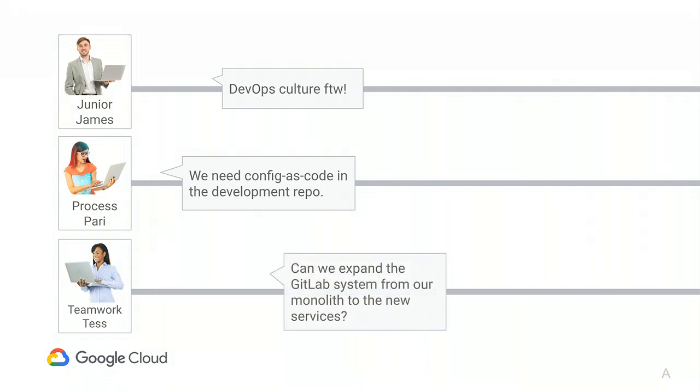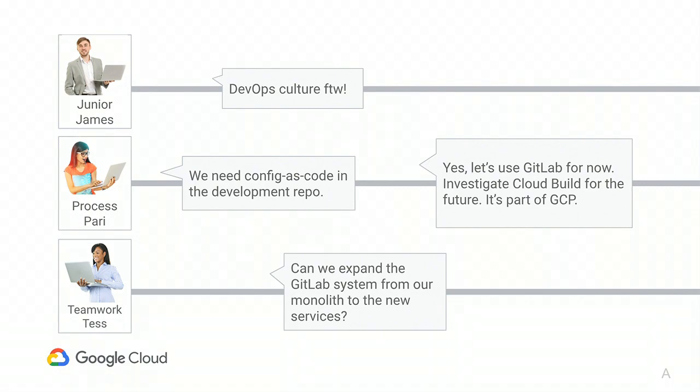Now, as we've mentioned, this team is using GitLab, and they're going to continue to use that for these new services. But in the future, maybe they'll outgrow GitLab, maybe there'll be some other considerations, and they'll consider other products, such as Circle CI, Travis, Jenkins, or Cloud Build, which is a product in GCP.